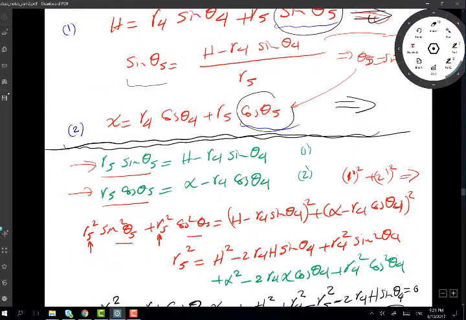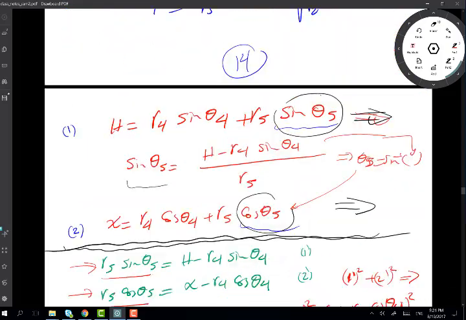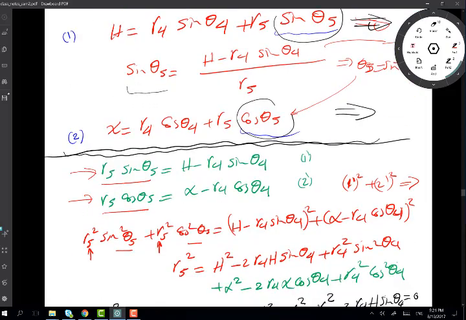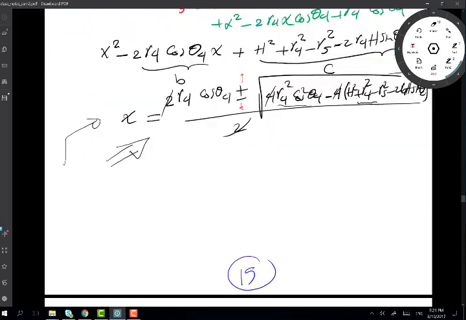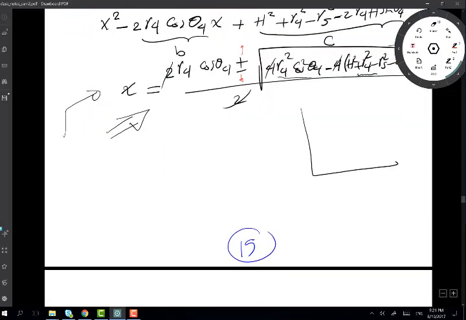So the outcome of the analysis should really be four graphs against theta 2. You should be able to draw all the variables, theta 4, theta 5, x, and R3, right? This way you'd have done your position analysis.